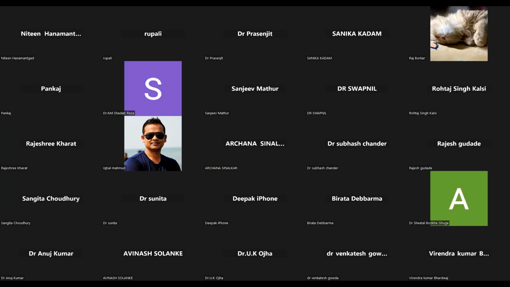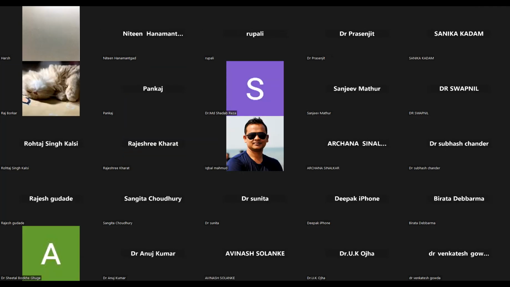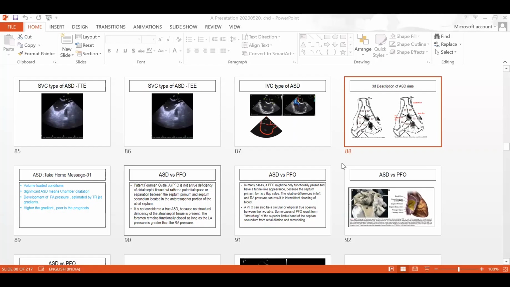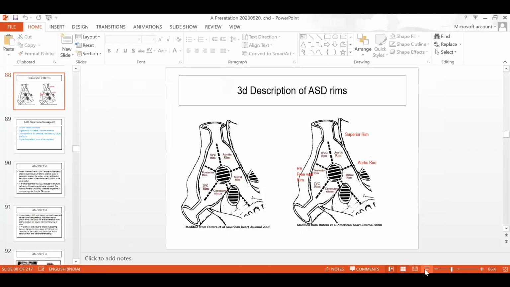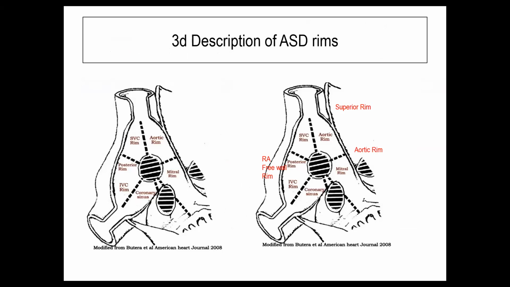Look, this is a 3D description of ASD rims picture. One is aortic, second is SVC, third is RV free, RA free wall, and third is IVC. That is not visible. It's not visible. I'm sorry. Now visible? Yes, sir. Now visible, sir.